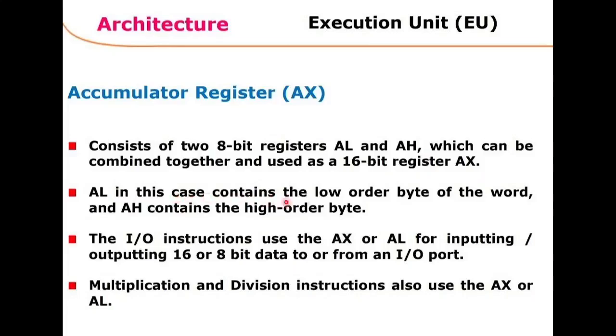AL in this case contains the lower order byte, that's what I said. AH contains the higher order byte. Then input output instructions use this AX, AL for inputting and outputting 16-bit or 8-bit data to the input port or from the output port. So generally input output instructions are using this accumulator register for input as well as output of 8-bit or 16-bit data. Multiplication division instructions also use this AX, AL, AH and all, right.